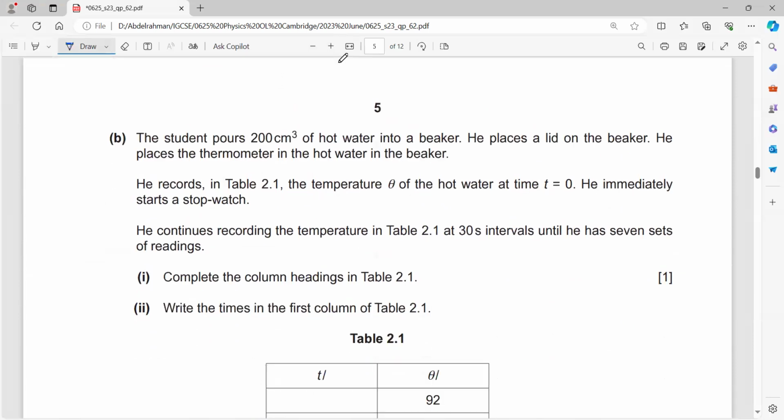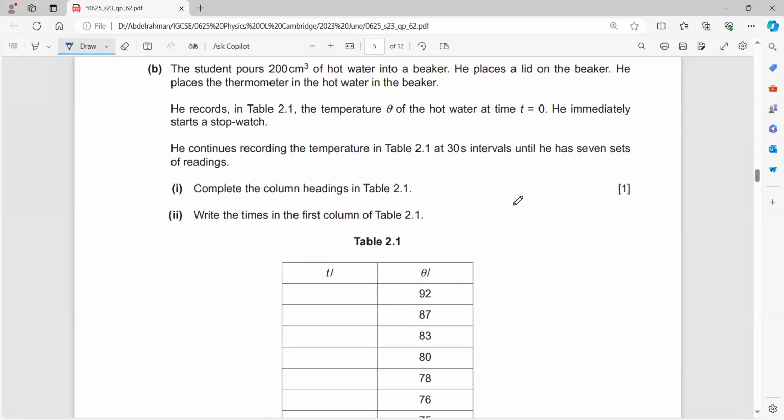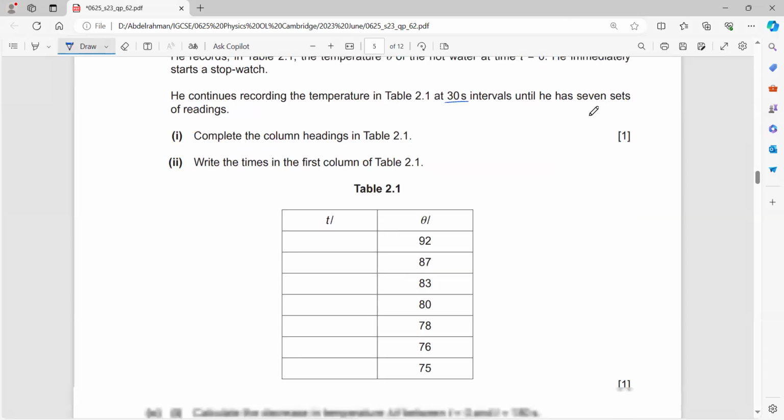Soon pours 200 centimeters cubed of water into a beaker. He places a lid on the beaker. He places the thermometer in the hot water in the beaker. He records in table 2.1 the temperature of the hot water at time t equals 0. He immediately starts the stopwatch. He continues readings at 30-second intervals until he has 7 sets of readings.